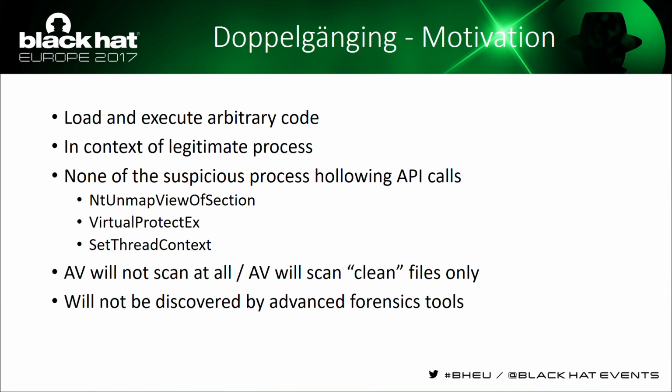So, doppelganging. What we want to do is load and execute an arbitrary executable, and we want to have this run in the context of a legitimate process. We want to use none of the suspicious process hollowing API calls such as unmap view of section, virtual protect, and so on. And we want the AV to scan clean files only, or to not even scan us at all, and we want to be able to evade advanced forensics tools.